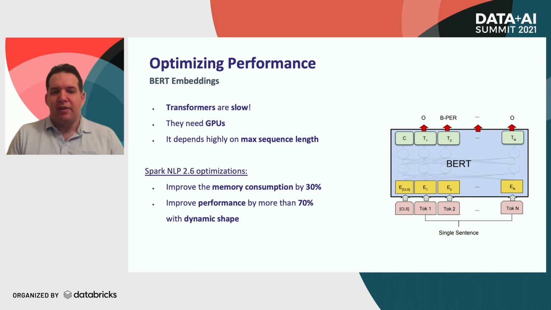one thing that we worked a lot on and released in Spark NLP 2.6 is building custom implementations of how we load transformers and how we use them, based on some really recent papers in this space around how to correctly implement dynamic shape and how to optimize memory. As you can see here, we are able to improve memory consumption by 30% and improve performance of just inference by 70%, just by smart loading and smart inference. So that's something you get out of the box with Spark NLP with no other trade-offs.